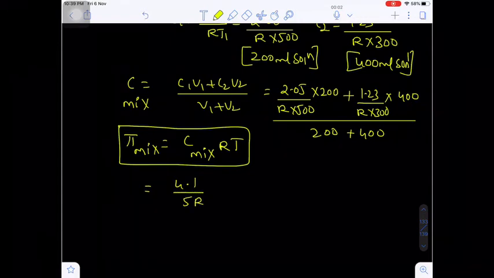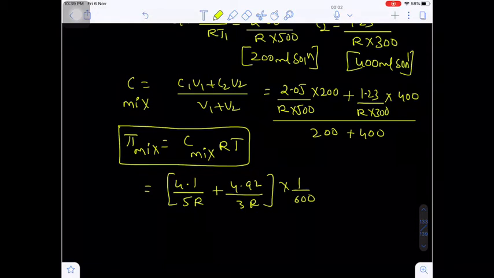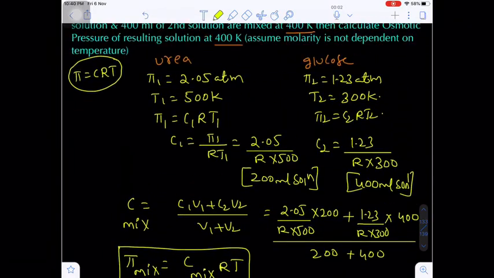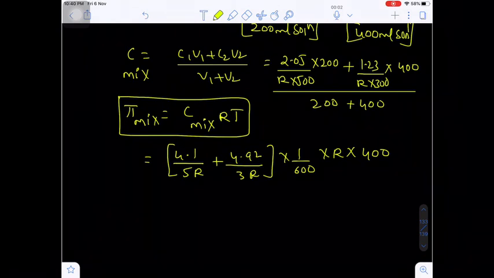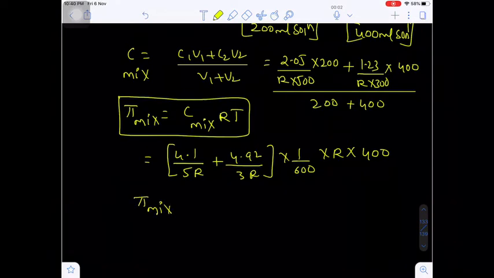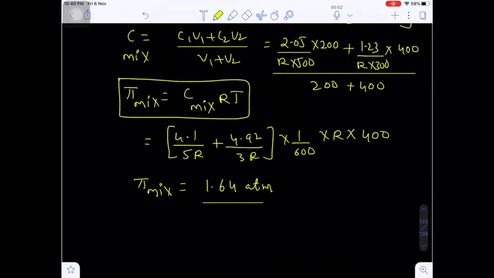4.1 by 5R plus, after simplification, 4.92 by 3R into 1 by 600 into R value as it is I am writing, and final temperature of the solution will be the 400 Kelvin. Okay, 400 Kelvin. After simplification, R value we know 0.0821. So after simplification pi mixture will be equal to 1.64 atm. 1.64 atm. Yes or no?